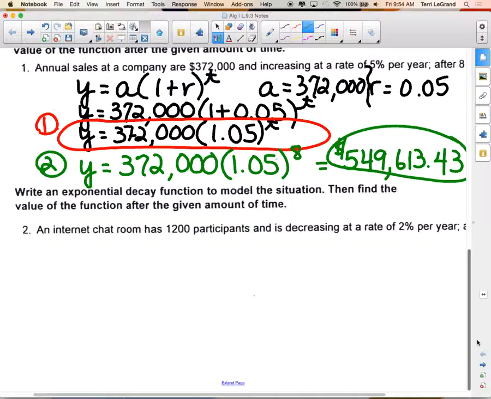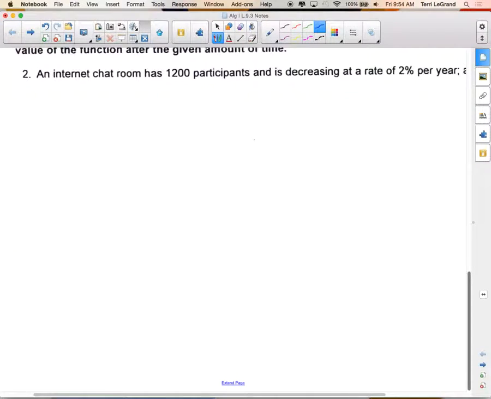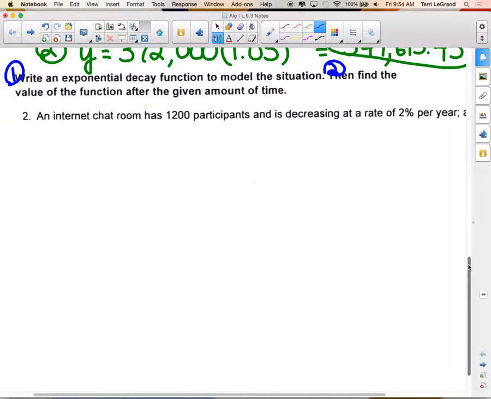Okay, it says write an exponential decay function to model the situation, then find the value after the given amount of time. Again, there are 2 answers. We have this one and then this one. So we have an internet chat room that has 1,200 participants and is decreasing at a rate of 2% per year. So we need the exponential decay one, right, because it's decreasing. So y equals a times 1, subtract the r value as a decimal, raised to the t power.